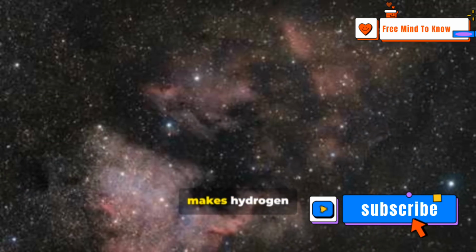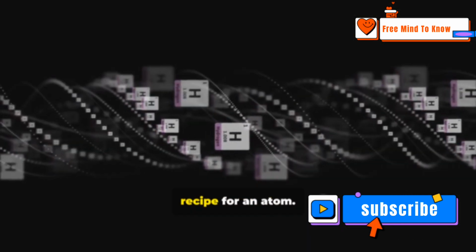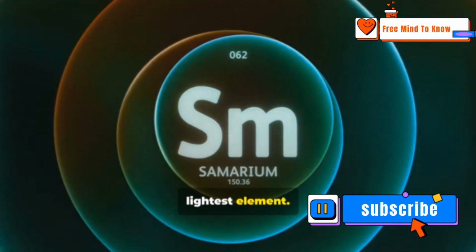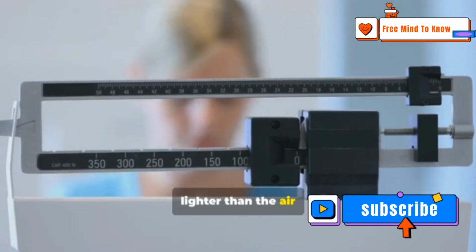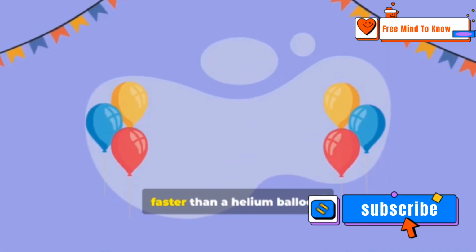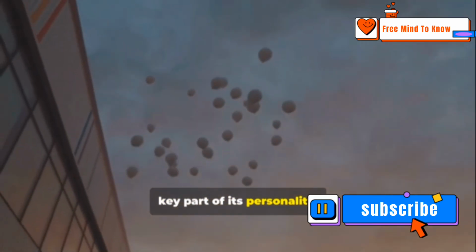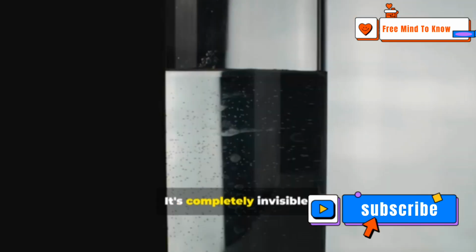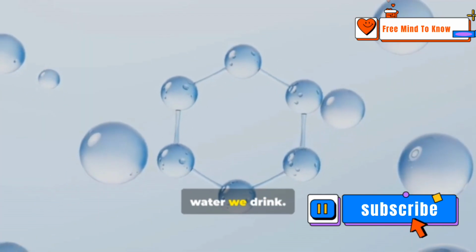This simplicity makes hydrogen incredibly common across the universe. It's the most basic recipe for an atom. Because it's so simple, hydrogen is the lightest element, a gas about 14 times lighter than the air we breathe. Fill a balloon with pure hydrogen. It would rise even faster than a helium balloon. This lightness is a key part of its personality. As a gas on Earth, you can't see it, you can't taste it, you can't smell it. It's completely invisible. We don't notice it, even though it's a key part of the water we drink.